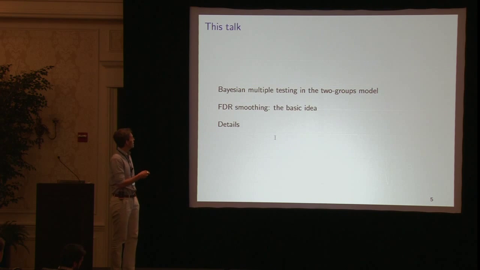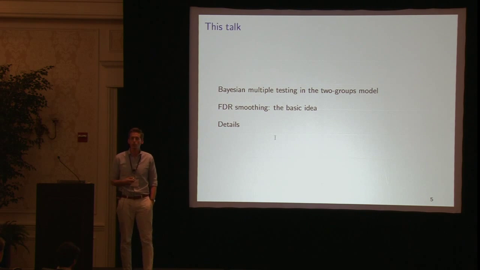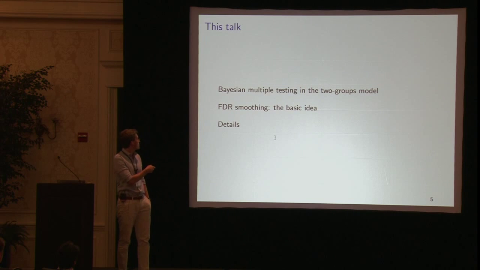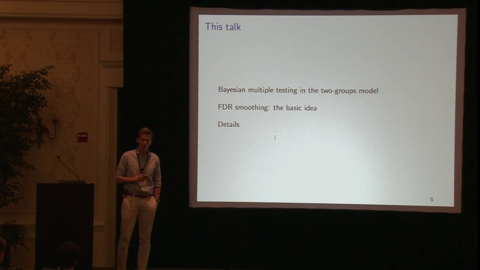So I'll give you an outline here. I'll introduce the general framework, the way that I think about multiple testing from a Bayesian and empirical-Bayes perspective. I will give you the basic idea of our procedure, FDR smoothing, and then I'll go into some of the computational and a little bit of the theoretical details surrounding this model.